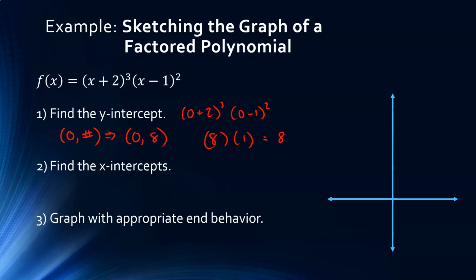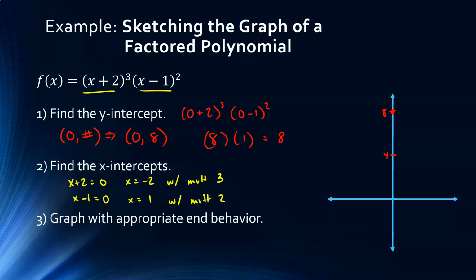So if we were going to graph this, which is what we're going to have to do in a minute, let's say this is 4. We'll count by 4s here, so this is 8, just to make it easy. Okay, so there's our y-intercept at 8. So now to find the x-intercepts that we get from the factors. If we set x plus 2 equal to 0, we get x equals negative 2, and we'll say it's got a multiplicity of 3. And then we would have x minus 1. We set that equal to 0, and we solve that. We get x equals 1, and that's got multiplicity of 2.